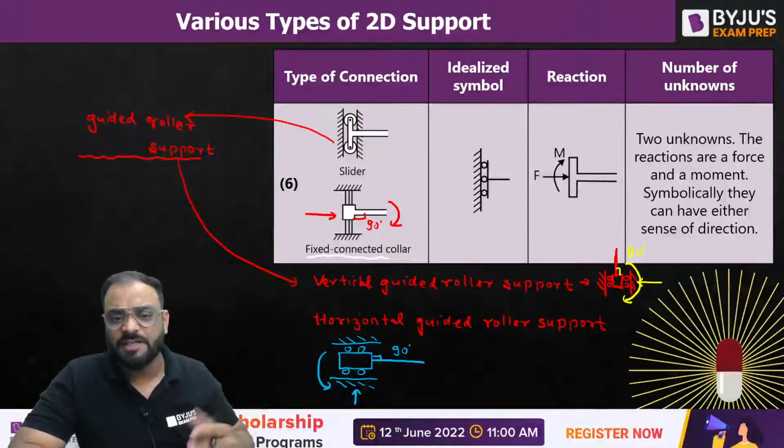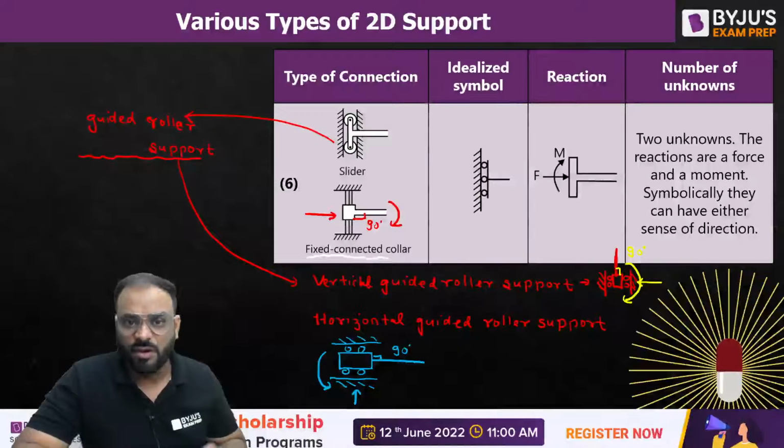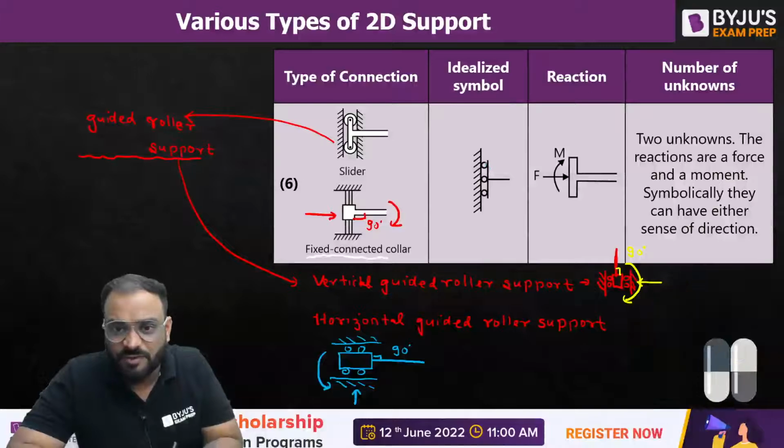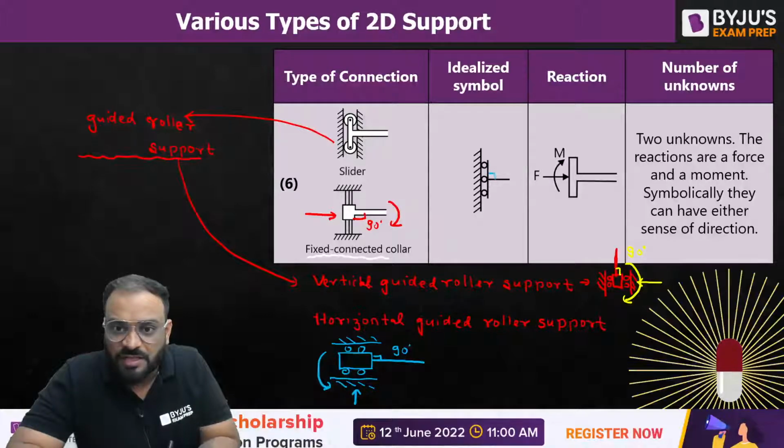Now how can you represent this particular guided roller support or slider? So you can see here guys, the idealized symbol is to be like this. You have wheels in between these two surfaces, and the member is to be connected with this particular portion, and it is making an angle of 90 degrees, which will not change.